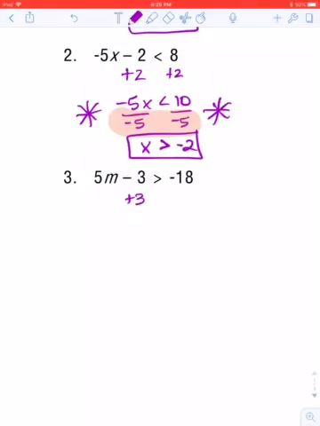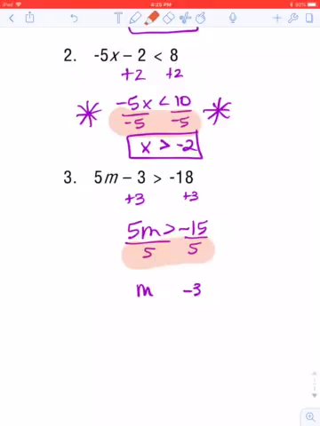Okay, so moving on to number 3, I'm going to add 3 to both sides. I'm going to divide by 5. Now in this case, do I need to flip my inequality symbol? Well, no, because again, what I'm dividing by is not negative. That is a +5 in both cases. So I'm going to leave the inequality symbol the exact way that it was. M is greater than -3.